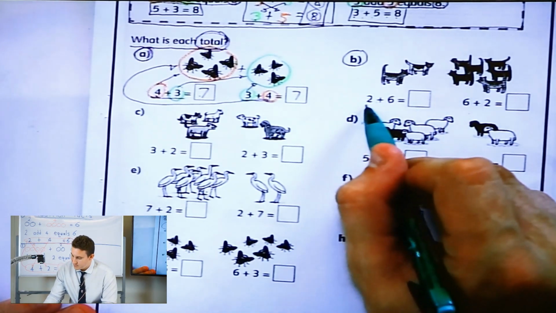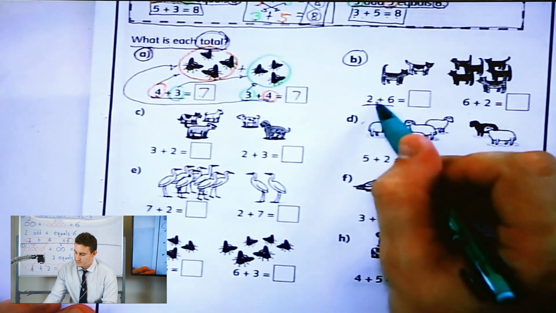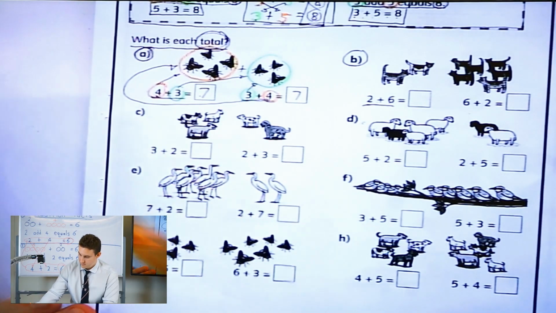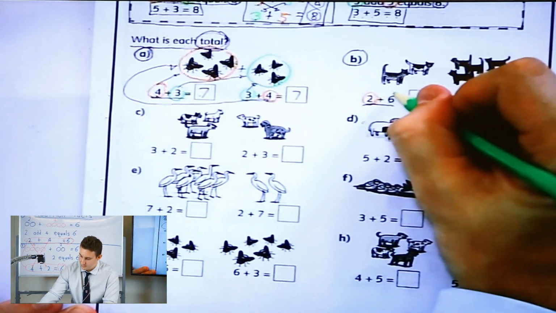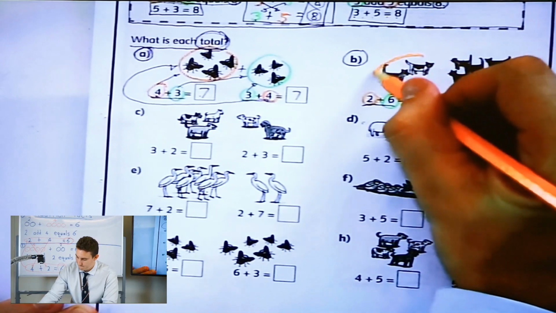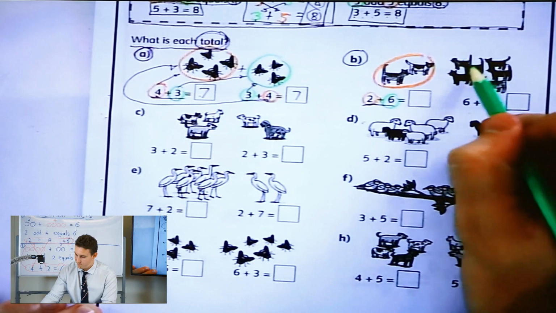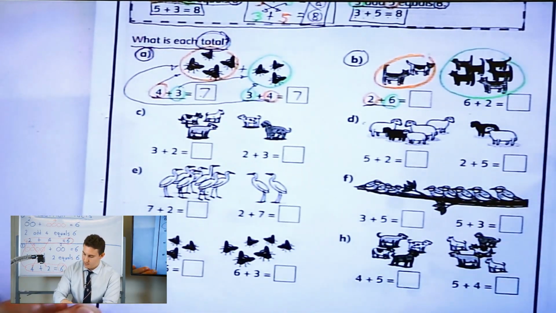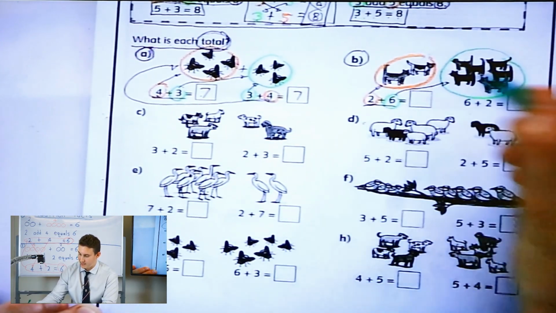And our first sum is 2 plus 6. So 2 I will put in orange, and 6 I will put in green. So the 2 is here, and the 6, 1, 2, 3, 4, 5, 6 is in green. Okay, so we have 2 and we have 6.